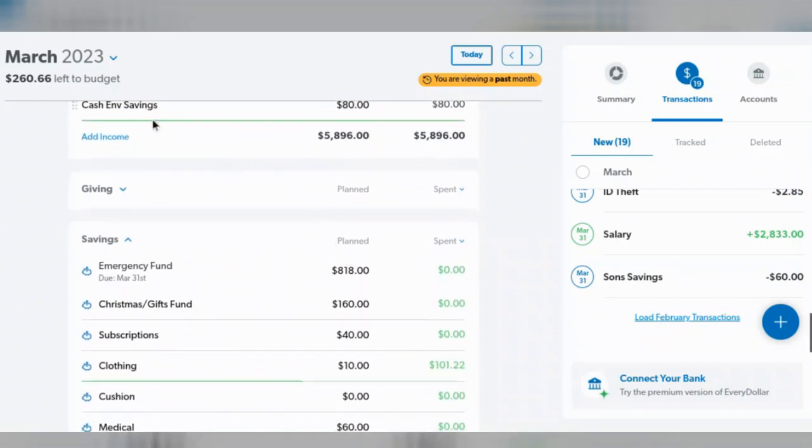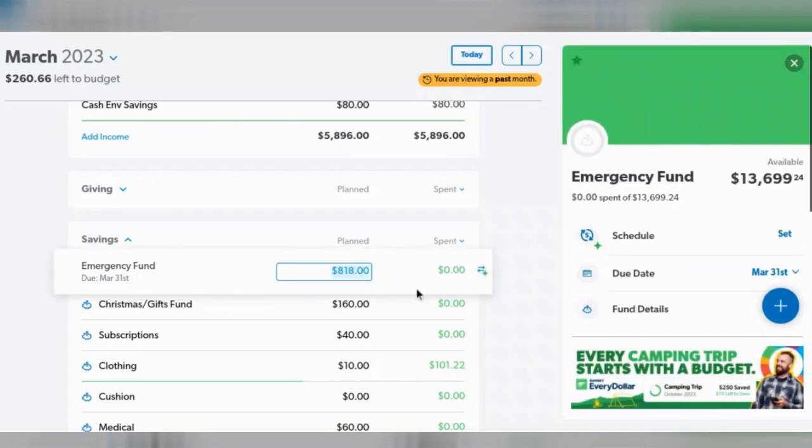So I'm going to add 260.66. All right, 260.66 plus 818. And so I was able to put $1,078.66 to my emergency fund. So I'll get that moved.